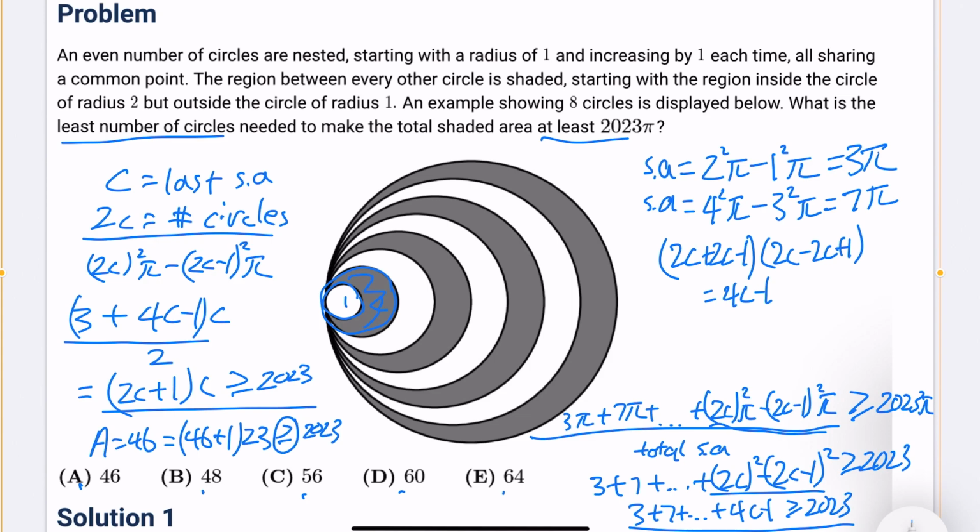So this actually gives us 1081, and that is not greater than or equal to 2023. So A is not correct. And then you can just try the rest and see which one satisfies the inequality. So after plugging in the numbers, we see that only E satisfies this inequality. Therefore, E is the correct answer.